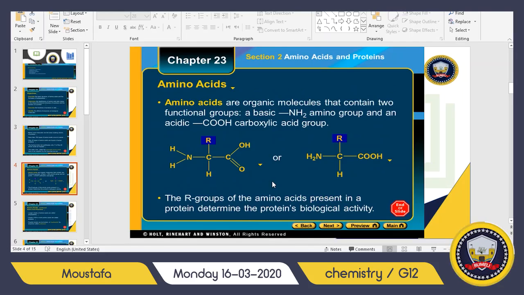This is the basic structure of an amino acid. It consists of a carboxylic group, an amino group as a functional group, and a central carbon, and this central carbon is connected with the R group. This R group determines the properties and functions of the amino acid or proteins.